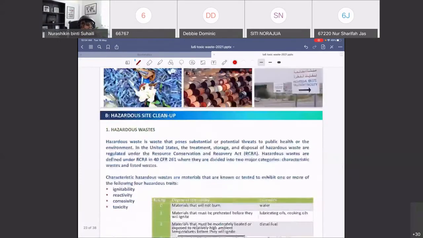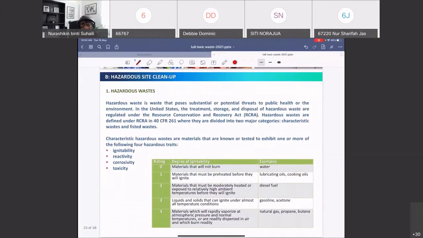Okay, the second part is the hazardous site clean up. Hazardous waste, toxic waste is not that much different. It's something that poses substantial potential threat to public health. Okay?